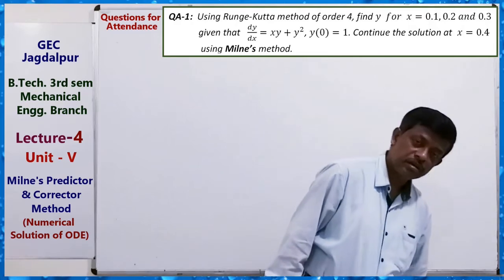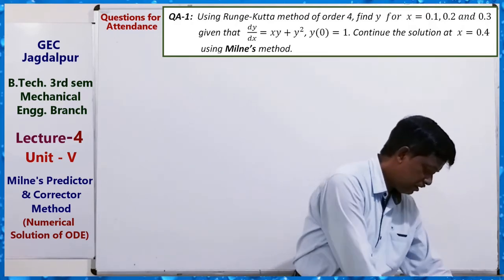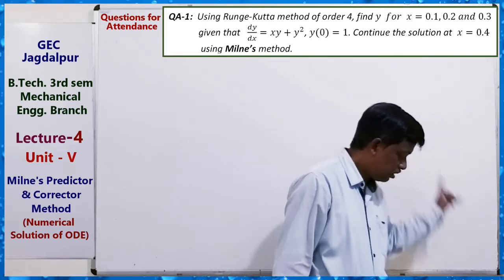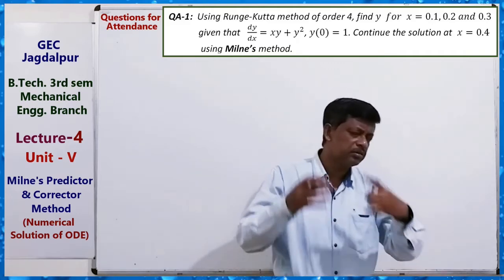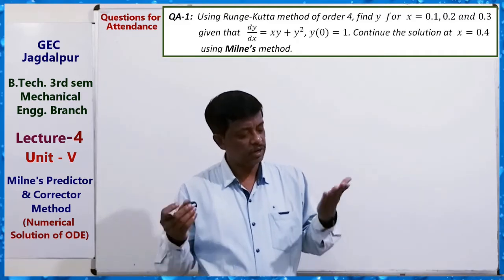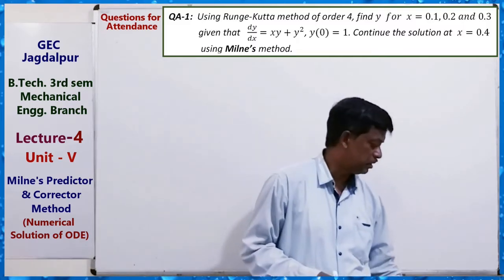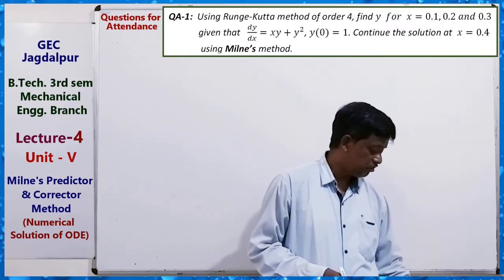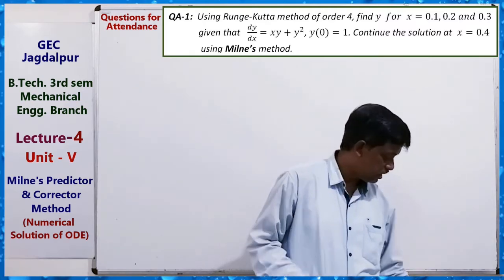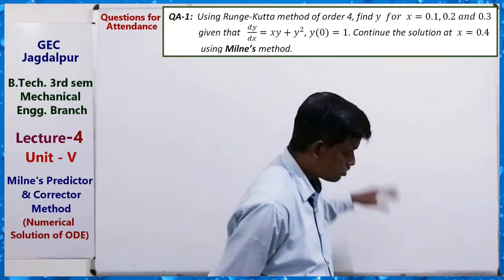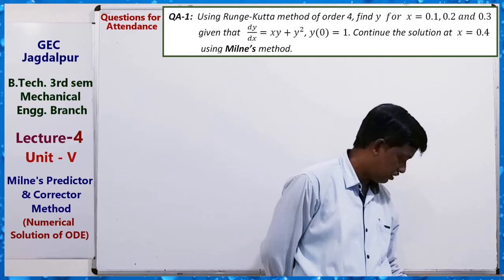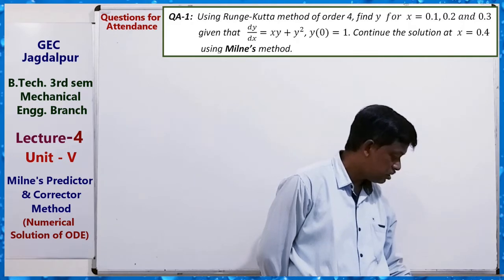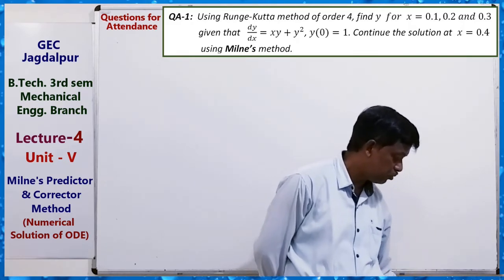Now you can use a calculator and solve the given questions, that is using Runge-Kutta method of order 4. Runge-Kutta method generally means 4th order Runge-Kutta method. Okay, so we know Runge-Kutta method. By using that method, we can find the previous 4 values. Here, find y for x equals to 0.1, 0.2, 0.3. Given that dy by dx equal to xy plus y square, y0 equals to 1. Continue the solution at 0.4 by Milne's method.